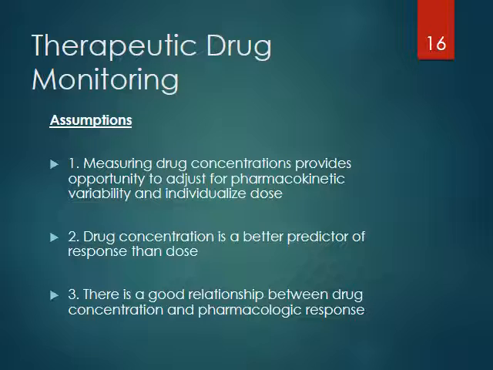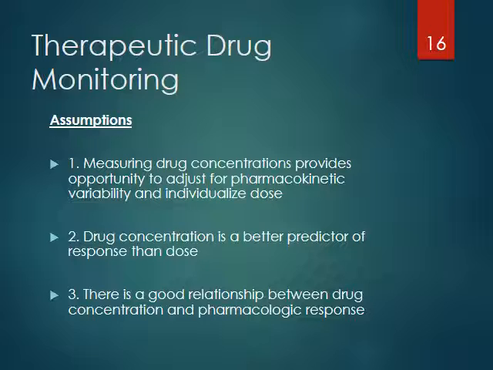The second one being that drug concentration is going to be a better predictor of response than just the dose that I'm giving. Because of that pharmacokinetic variability between patients, even though I give a standard dose to, say, 10 different patients, doesn't mean I'm going to achieve the same drug concentration in all of them, right? Lots of factors are going to play into that. So by actually measuring the drug concentration, that's going to give me a better idea of what kind of response they're going to have, because I'll know whether or not I'm in that therapeutic range.